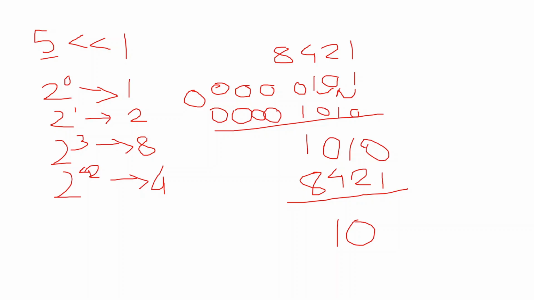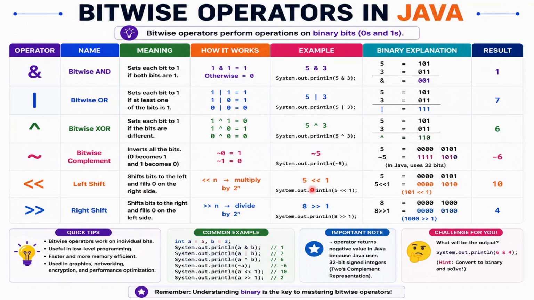Let me show you. 5 left shift operator 1, the output result is 10. So friends, I hope you understand these bitwise operators in Java. I have not covered Bitwise XOR, Bitwise Complement and right shift operator because the video length is becoming very lengthy and I need to explain the concept very clearly. So we have completed the Bitwise operators in Java video.